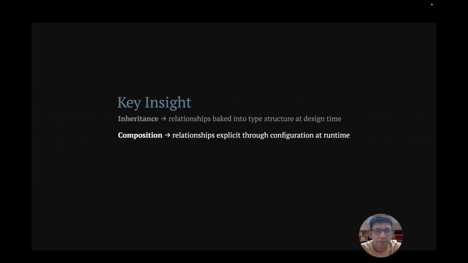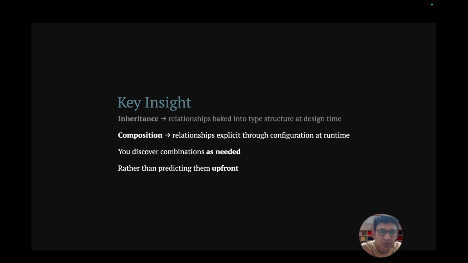The key insight: inheritance bakes relationships into your type structure at design time. Now, if you need to answer a question like, is a colored bordered rectangle a rectangle? These relationships are permanent. You can't decide at runtime that a rectangle should be colored but not bordered. Composition makes relationships explicit through configuration at runtime. A document has a storage strategy, it has a renderer, and it has behaviors. These relationships are visible in setup code and changeable at any time. You discover combinations as needed rather than predicting them upfront.